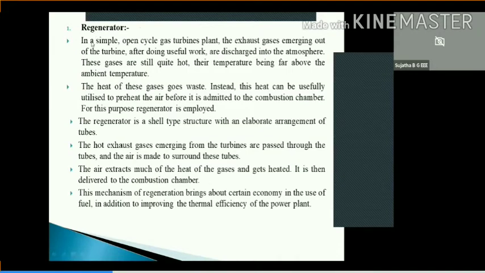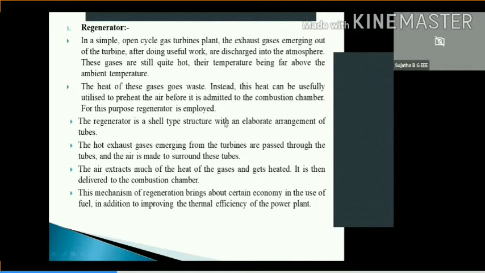Now the regenerator. In a simple open cycle gas turbine plant, the exhaust gases emerging out of the turbine after doing useful work are discharged into the atmosphere. You have seen that. These gases are still quite hot, their temperature being far above the ambient temperature, so the heat of these gases goes waste. If you exhaust directly to the atmosphere, that heat is wasted. So we can extract some of the heat present in these gases and utilize it. Instead of directly releasing it to the atmosphere, this heat can be used to preheat the air before it is admitted to the combustion chamber. For this purpose, a regenerator is employed.